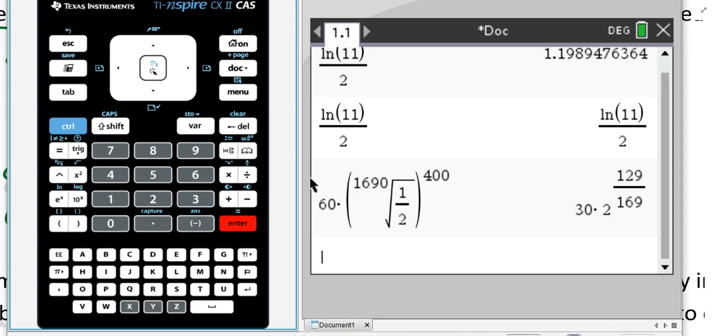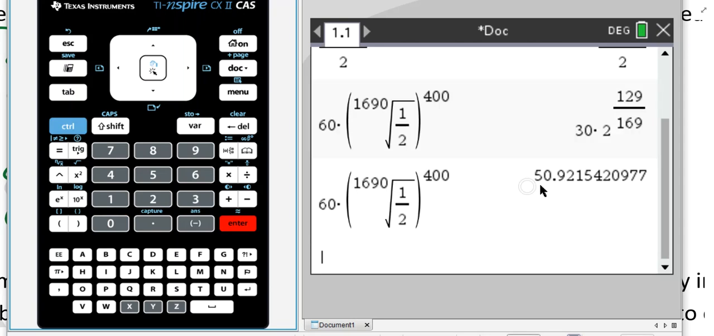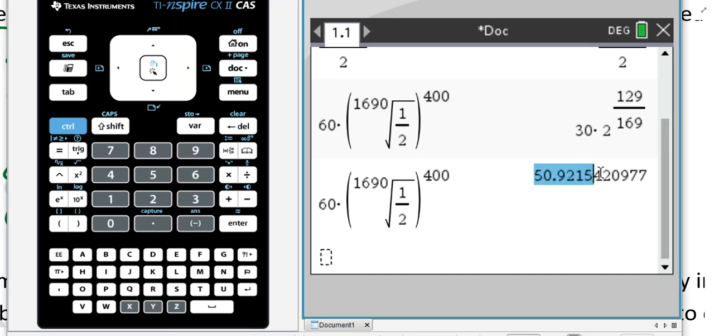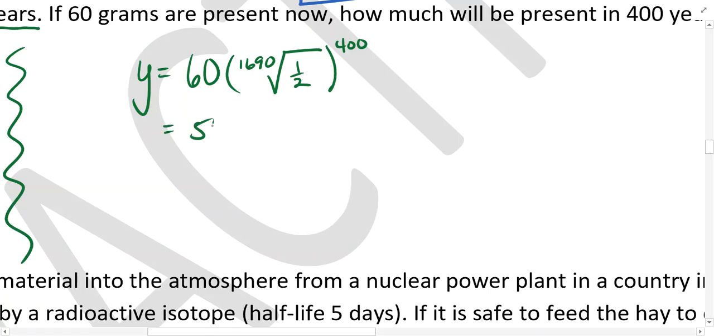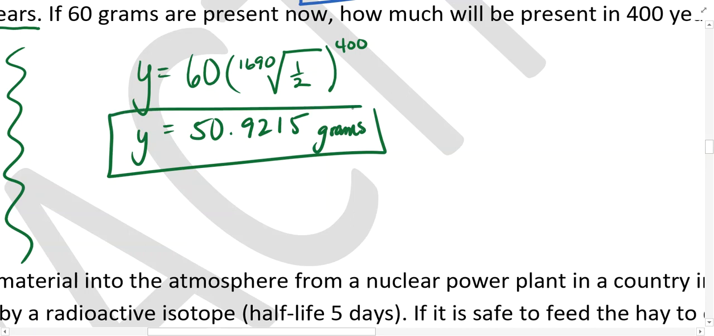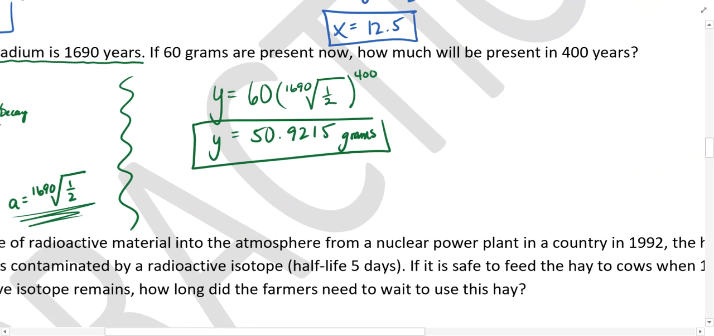Now if I just tap enter, I'll get an answer that doesn't really mean a whole lot to me. If I press control enter, it will repeat the calculation, this time with the decimal result that is perhaps more meaningful. So I'm going to go with 50.9215. Y equals 50.9215, and we're talking about grams. After 400 years, only 50.9215 grams will be present.